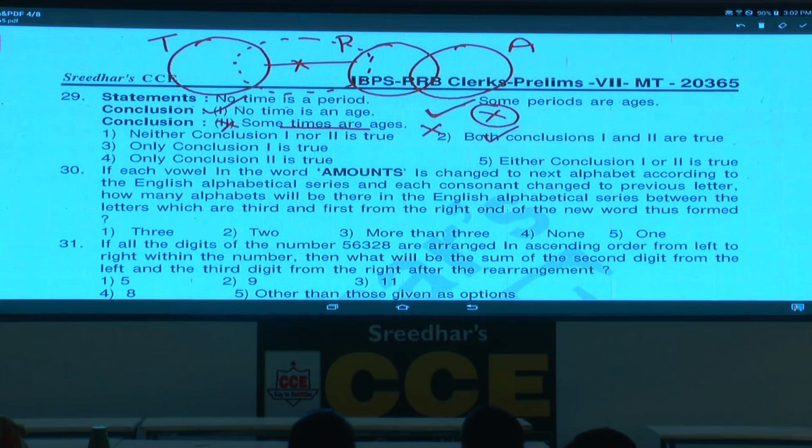Hence, what is the answer here? Either 1 or 2, choice 5. Done? And this is about question number 29, choice 5 is the answer.